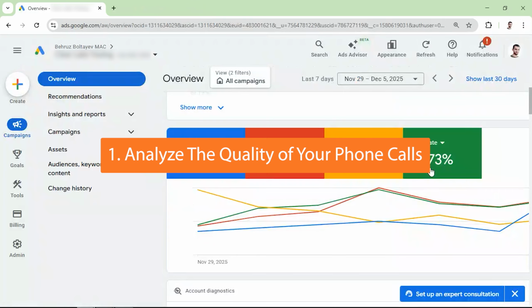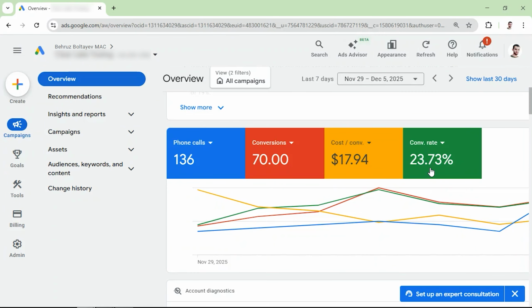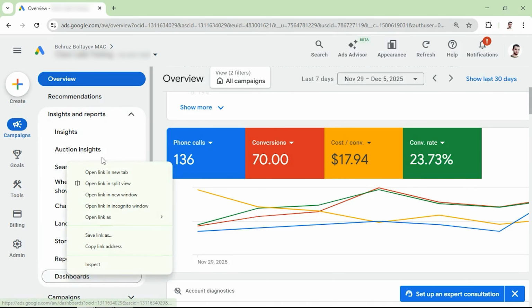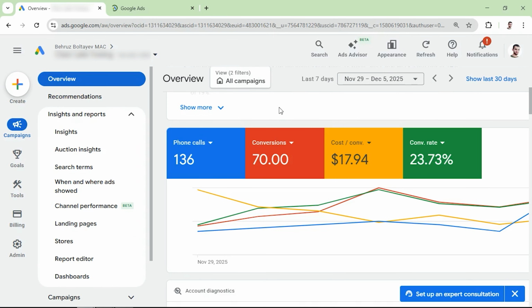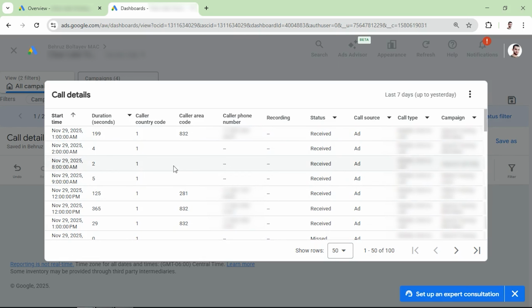First of all, I would suggest you analyze the quality of your phone calls. Let's say you are getting phone calls, but maybe the quality is not that good. Instead, you should focus on improving the quality rather than quantity. One way of seeing the quality of the phone calls is to go to the insights and reports, go to the dashboards, and check the call details report. As you can see here, we can see some data about the phone call duration.